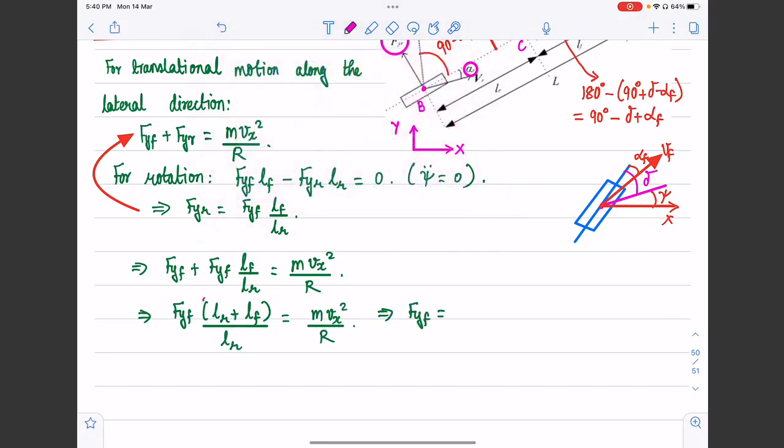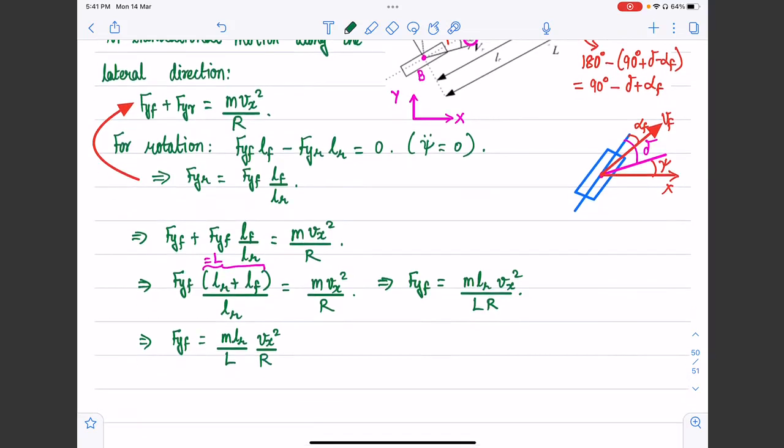Lf plus Lr is going to be equal to L, right? This is the wheelbase, capital L. So consequently, if we simplify this equation, I will get Fyf as m Lr Vx squared divided by L times R. Okay, so this is what we have, right? I'm sure all of us can understand this. So this we are going to slightly rewrite in a certain way. We'll write this as Fyf equal to m times Lr divided by capital L, and Vx squared by R. Okay, that's what we do.